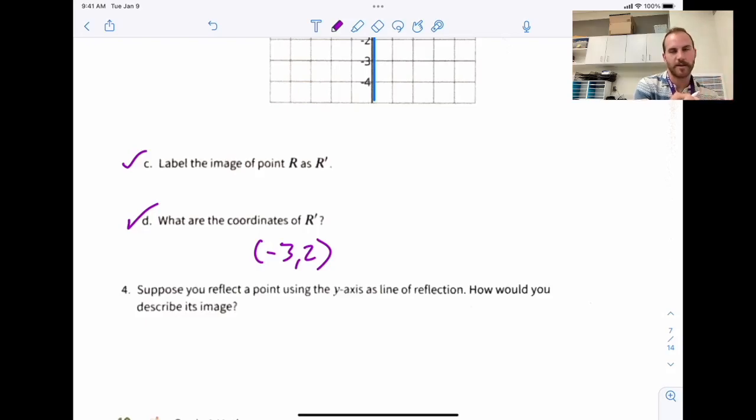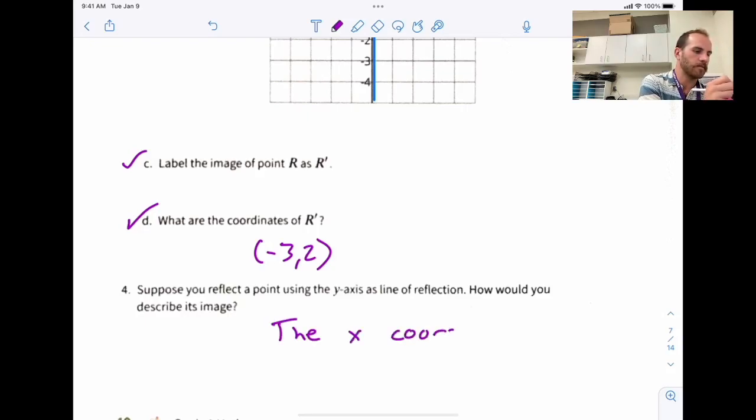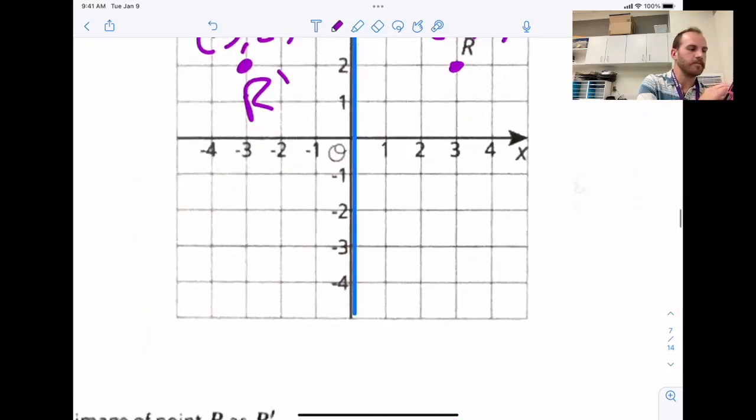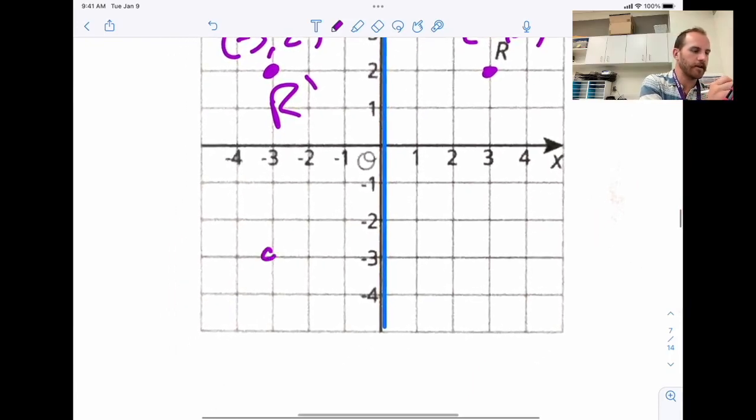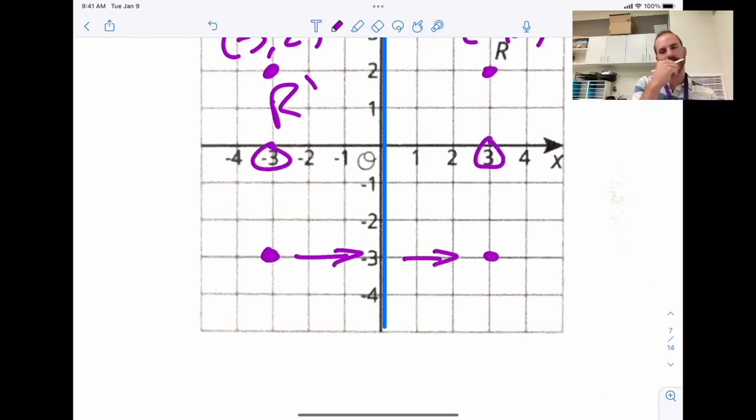Well, I'd probably describe it as going across the y-axis, honestly. I mean, across the y-axis, I would say that the x-coordinate changed signs. Now that means, okay, if I'm going from here, reflecting across the y-axis, where my x-coordinate is -3, my new x-coordinate is going to be +3. So the sign just changed. It went from negative to positive.